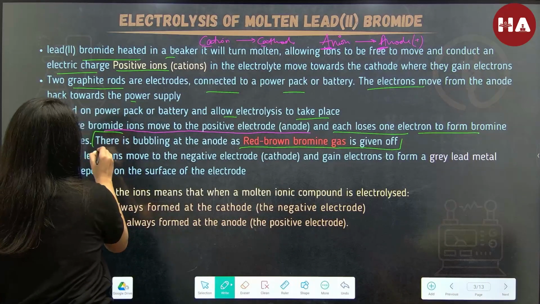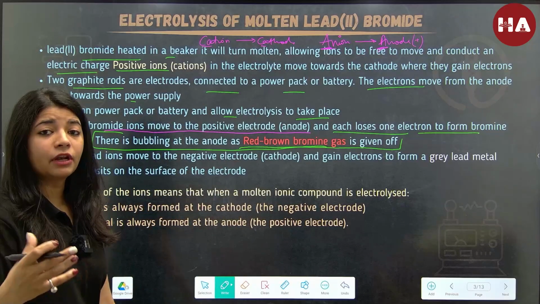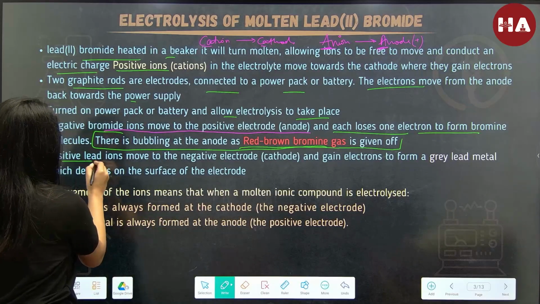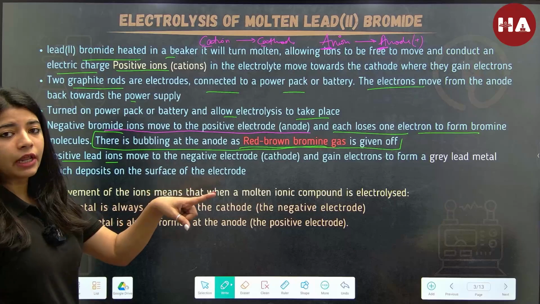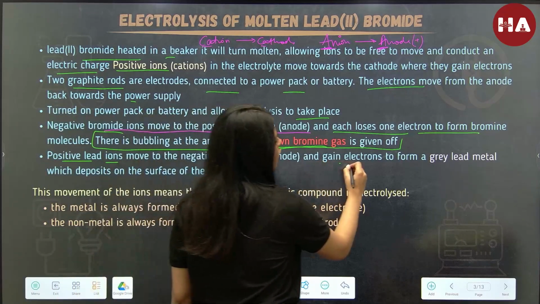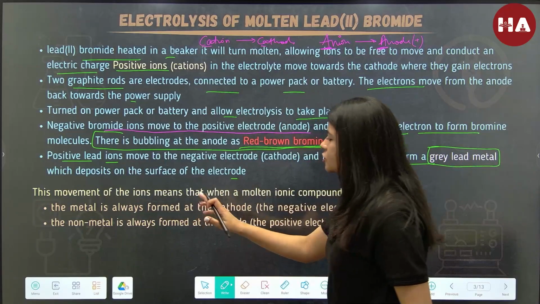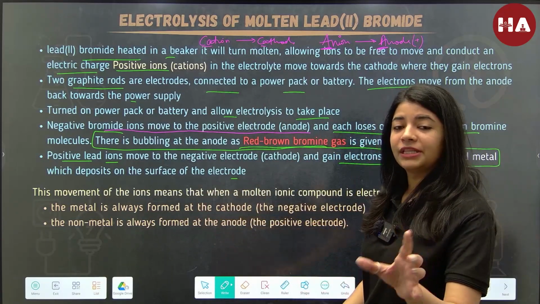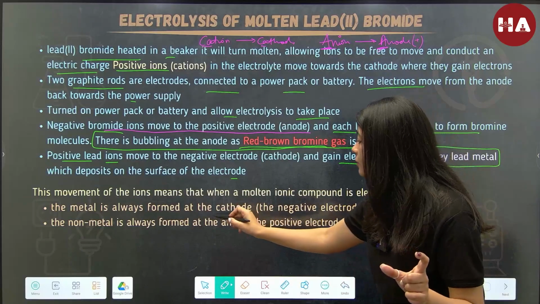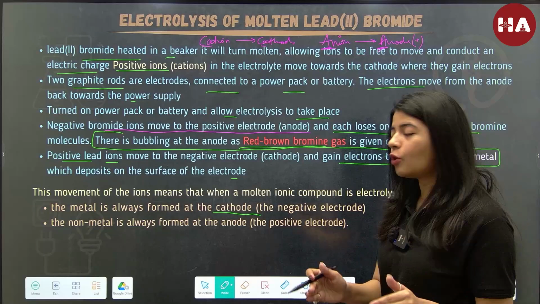There is a bubbling at the anode as red-brown bromine gas is given off, right? Next, positive lead ions move to the negative electrode, because it is positive so it will move towards negative, and gain electrons to form gray lead metal. This is what I told you. So the movement of ions here means metal will always be formed at the cathode, and the non-metal, which is over here, is bromine gas.